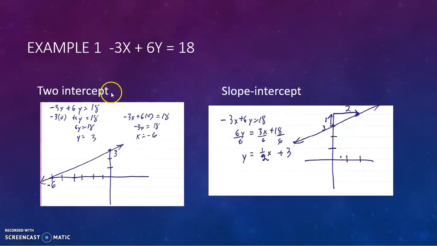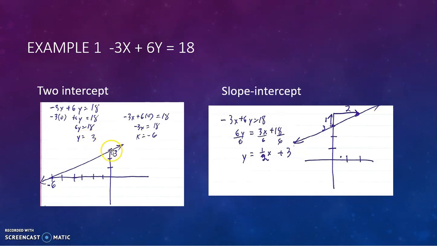Under the two-intercept method, you see here, the x I made into a 0, and then that kind of dropped out because 0 times negative 3 is 0, and 0 plus 6y is 6y. So that just kind of went away. So that gives me 6y is 18, and then I divided both sides by 6. I didn't write that down, but that's how I got from here to here. I divided both sides by 6. That gave me y is 3. That's this point right here.